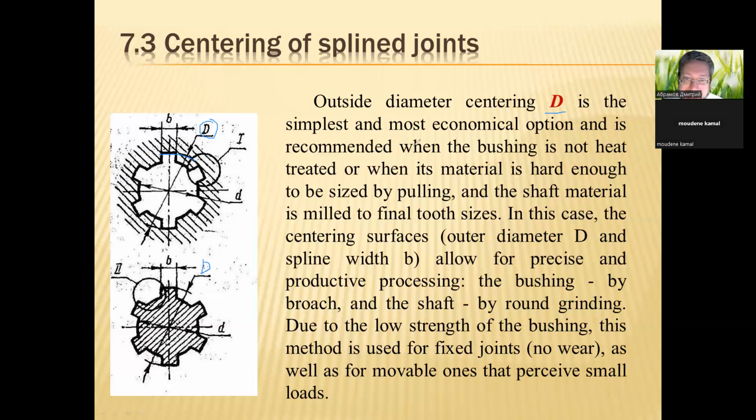It is the simplest and most economical option and is recommended when the bushing is not threaded, or when its material is hard enough to be sized by pulling, and the shaft material is milled to final tooth sizes. In this case, the centering surfaces are the outer diameter, big D, and the spline width B.